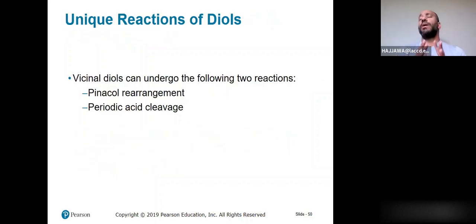Next reaction has to do with diols. We have learned methods how to make diols from alkenes. We've seen the method of osmium tetroxide and hydrogen peroxide, and we're also seeing the dilute KMnO4 method that can give me a syn diol. Now, vicinal diols can undergo one of two reactions: pinacol rearrangement or periodic acid cleavage, so HIO4.